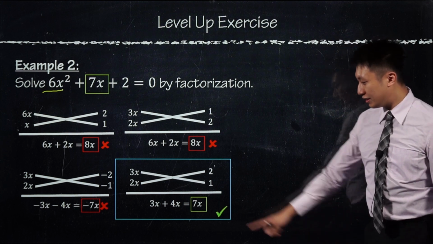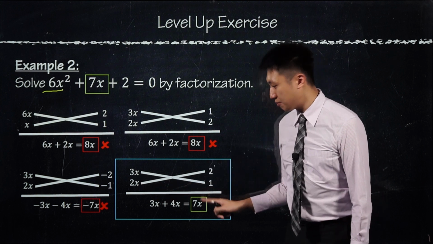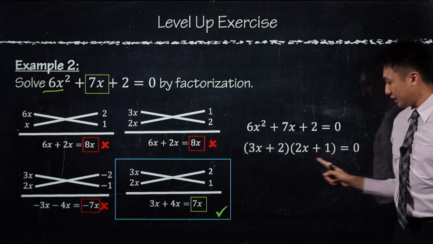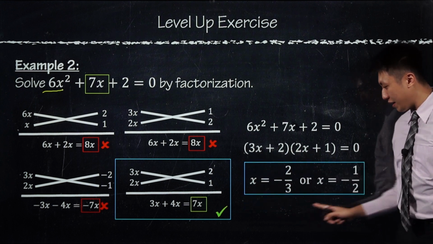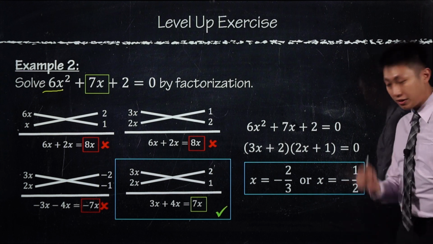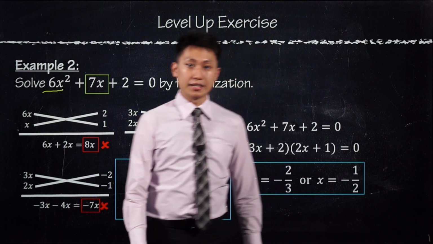All right, so this is the correct one. So what we have is 3x plus 2, 2x plus 1. So I will get this thing equals 0, and the final answer is x equals negative 2/3 and x equals negative 1/2. All right. Now I want to point out something here.